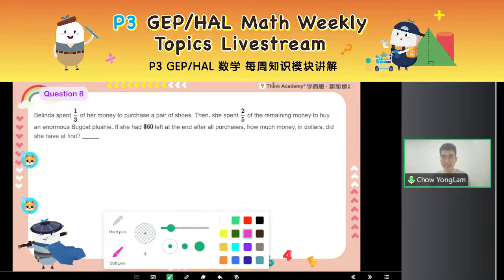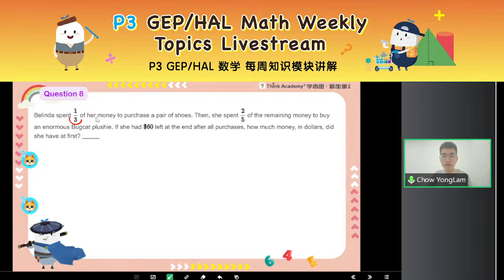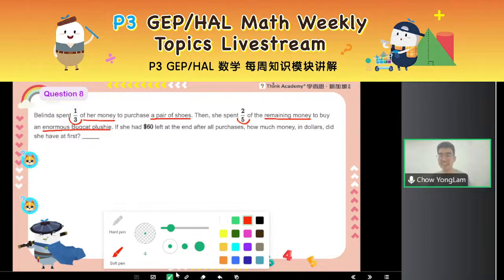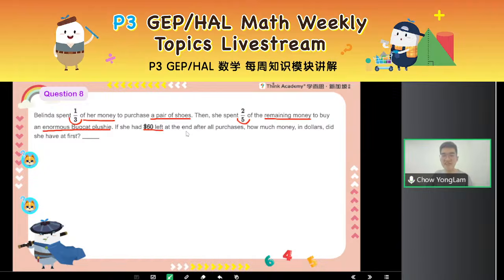Right, next question says, Belinda spent 1/3 of her money to purchase a pair of shoes. Then she spent 2/5 of the remaining money to buy an enormous bucket plushie, right? What's the pesky little keyword that you see here? Is this 1/3 and 2/5 coming from the same total? Think about it as we read the question, right? If she had $60 left at the end after all purchases, how much money did she have at first?